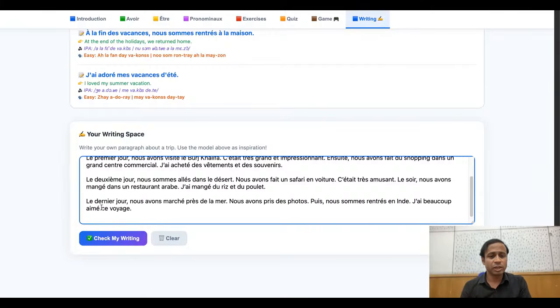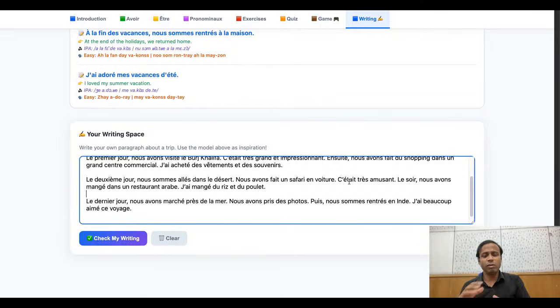And the last day, le dernier jour, nous avons marché près de la mer. So we took a walk near the sea. Nous avons pris des photos, we took photos, and puis nous sommes rentrés en Inde, we returned home, and j'ai beaucoup aimé ce voyage. I really enjoyed this trip.